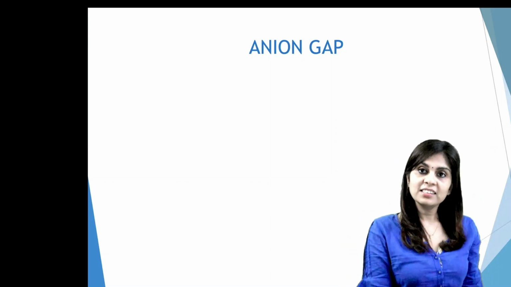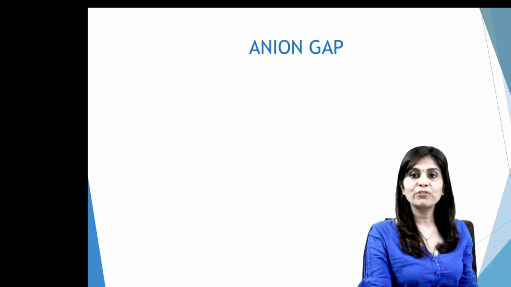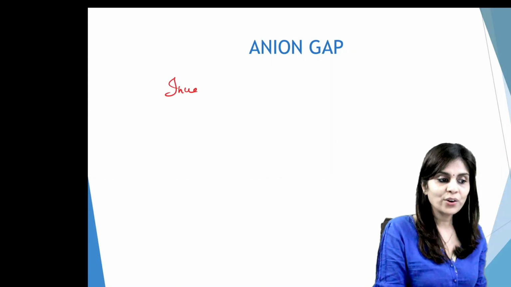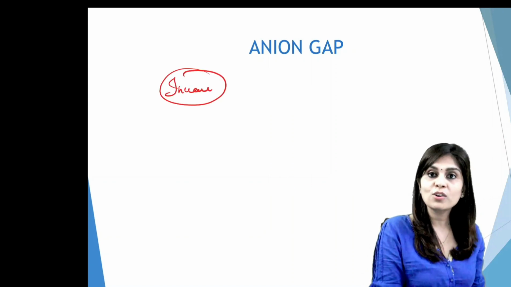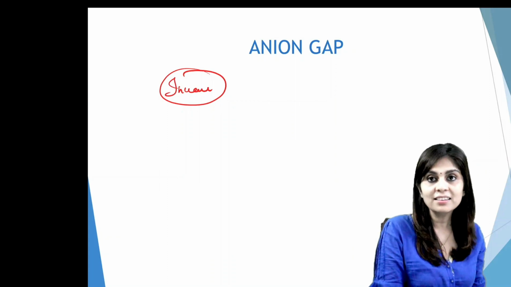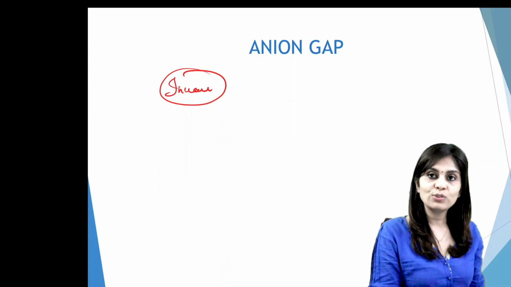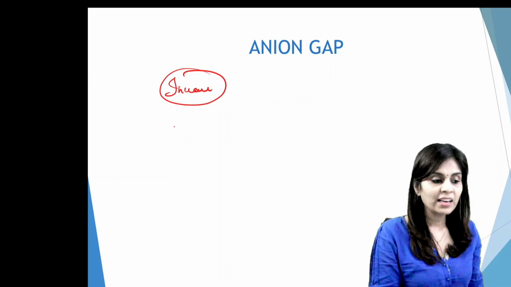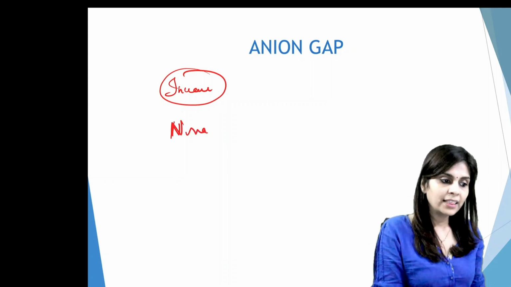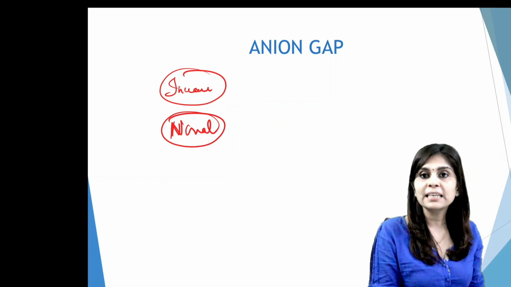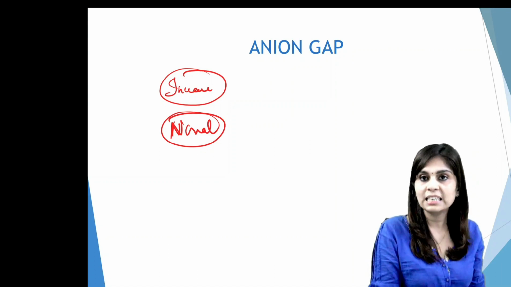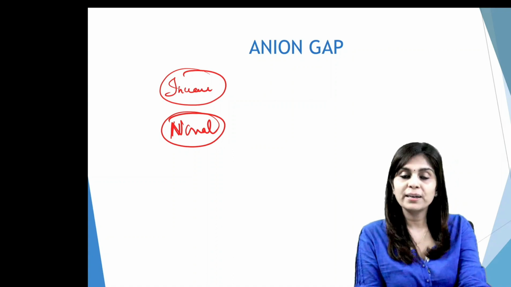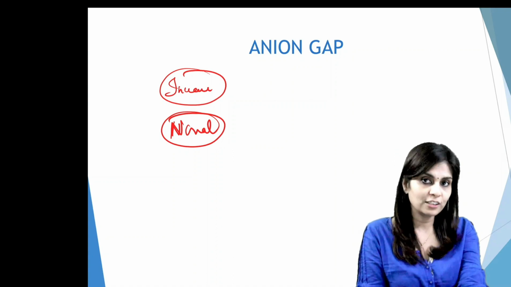So, the summary is you find out anion gap to find out the cause of metabolic acidosis. If it's increased anion gap metabolic acidosis, it means it's caused by production of an abnormal acid. Example, lactic acidosis, ketoacidosis, or an alcohol poisoning. Whereas if anion gap is normal, then it's because of loss of bicarbonate either through GIT or through kidney. GI loss of bicarbonate example would be diarrhea. Renal loss of bicarbonate example would be renal tubular acidosis.